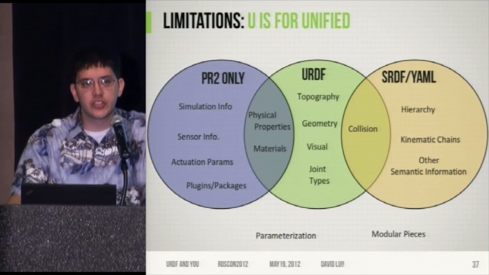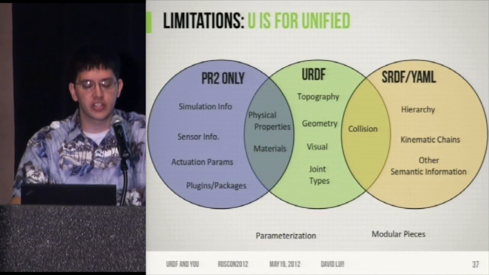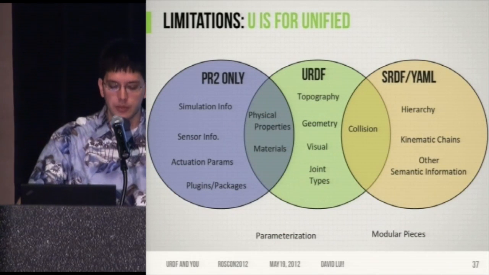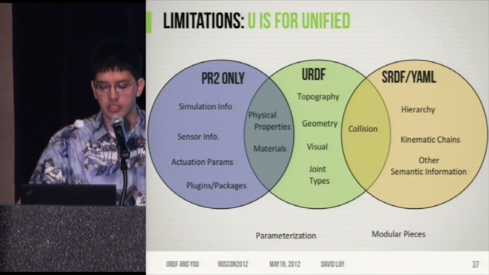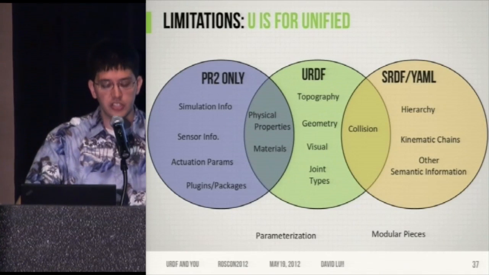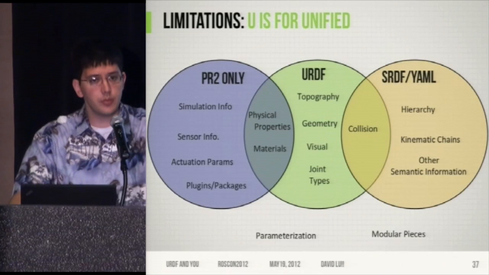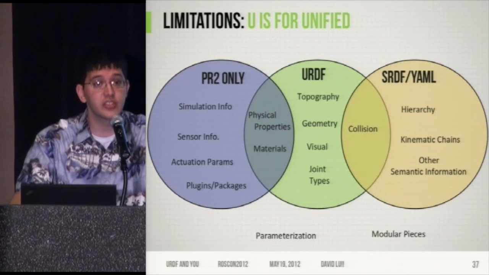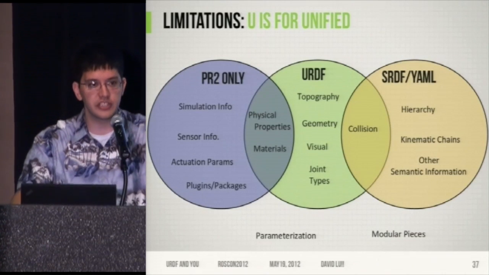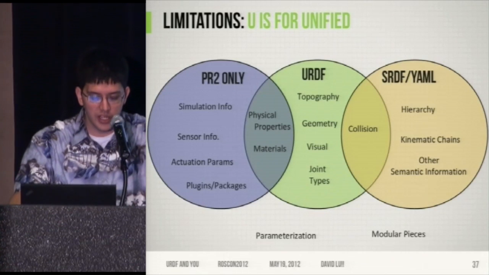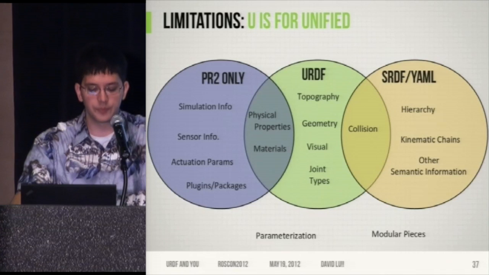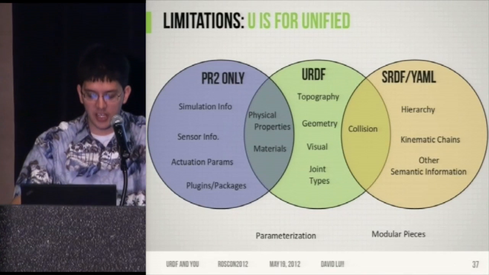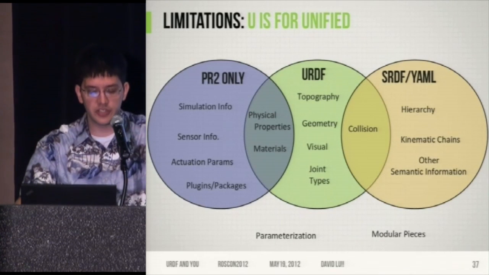And then one of the other big limitations of URDF is where this information actually is. So the core of URDF has information that we've talked about, the topography, the geometry, the visual information, and the joint types. And that information primarily just resides in the URDF. However, there's a number of other places where this information can be. There's the PR2 only specific tags, which still haven't gained official release status and are only used on the PR2. And so that's all the things that go into Gazebo, different sensor information, the actuation, the code that you use to run these joints. Those exist only in the PR2 specific tags.